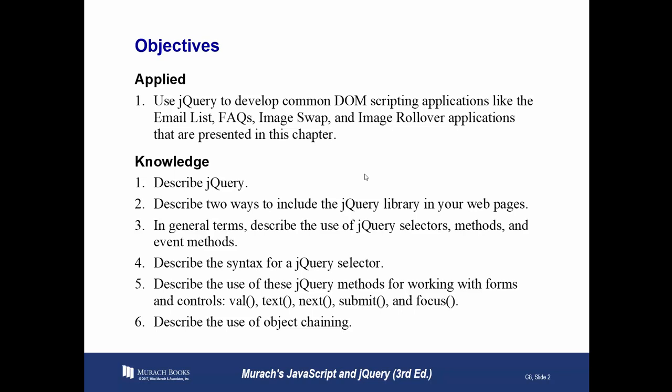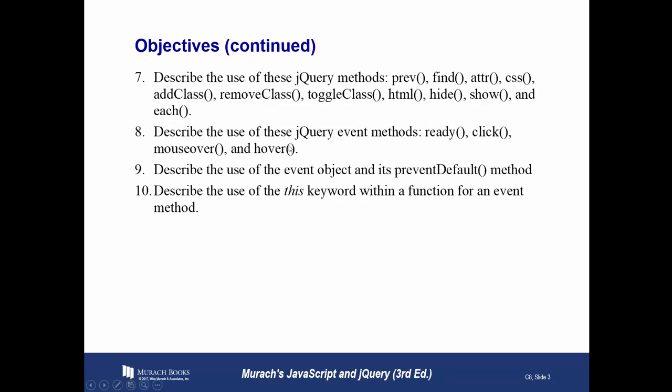Describe 2 ways to include the jQuery library in your web pages. In general terms, describe the use of jQuery selectors, methods, and event methods. Describe the syntax for a jQuery selector. Describe the use of the following jQuery methods for working with forms and controls: val, text, next, submit, and focus. Describe the use of object chaining.